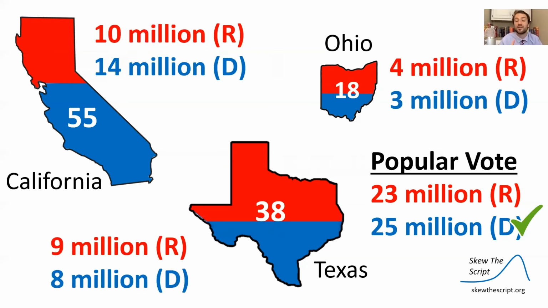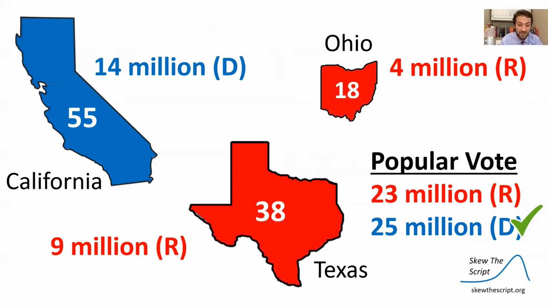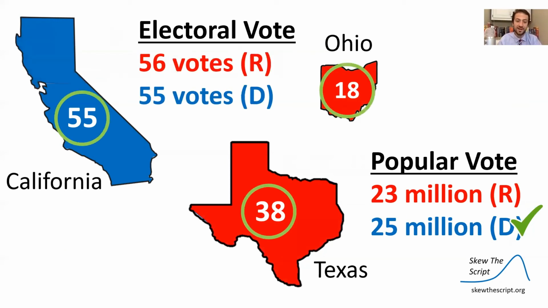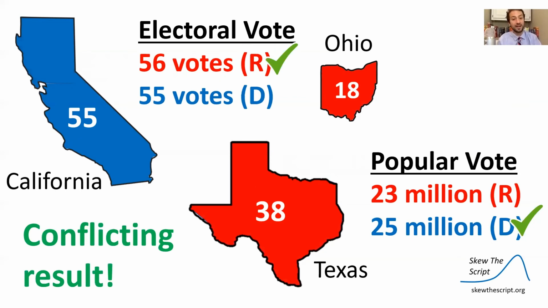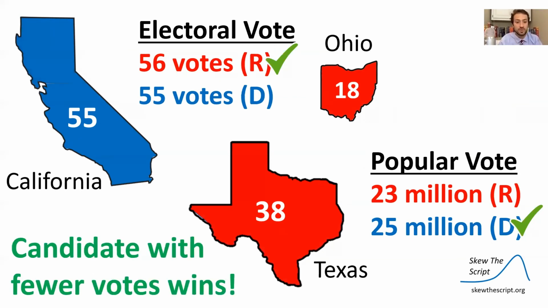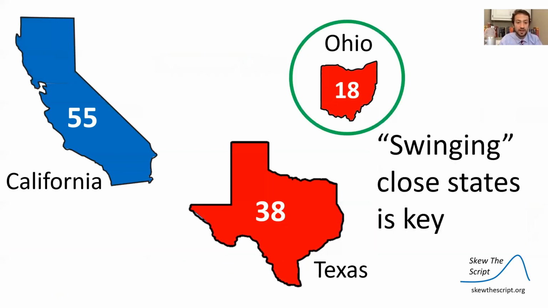And now if we look at the various states and the voter composition, we're going to see that the Republican will now win Ohio in addition to winning Texas. So if we add up the electoral votes, we see that the Republican has won 56 electoral votes to the Democrats' 55, meaning the Republican wins in the Electoral College. This clearly is a conflicting result. The electoral vote gives the victory to the Republican. The popular vote gives the victory to the Democrat. In this case, the candidate with fewer votes actually won the election.